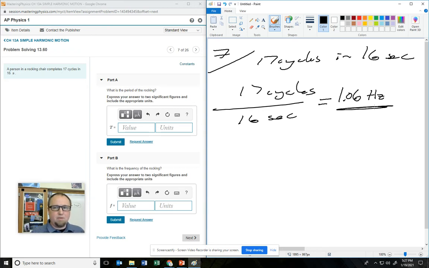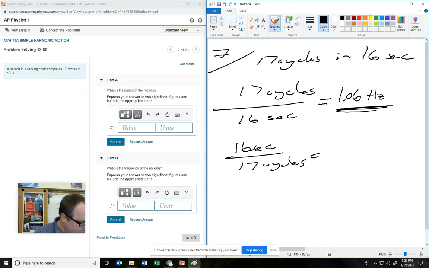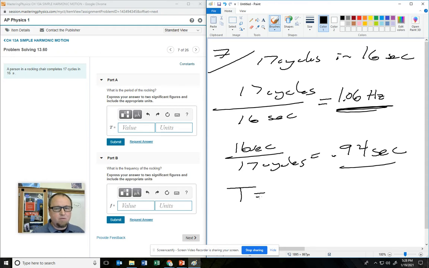Now that's not the period, that's the frequency. How do I find the period? Well, I would do 16 seconds over 17 cycles, and I get 0.94. So that is my time for one cycle. The old equation we started using is 1 over the frequency, and I'll get the exact same number. So T stands for period.